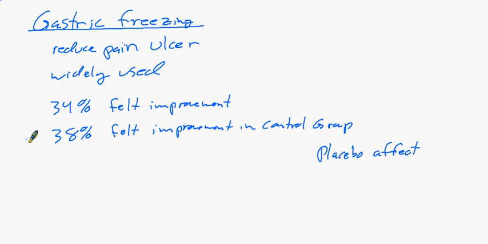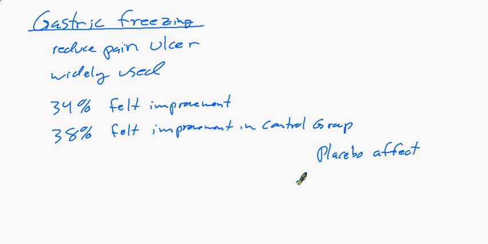So without a control group, you can create and produce statistics and say, so many people felt improvement, or this was the rate of heart attacks or cancer. But unless we have a control group to compare it against, it doesn't really tell us as much as we want.